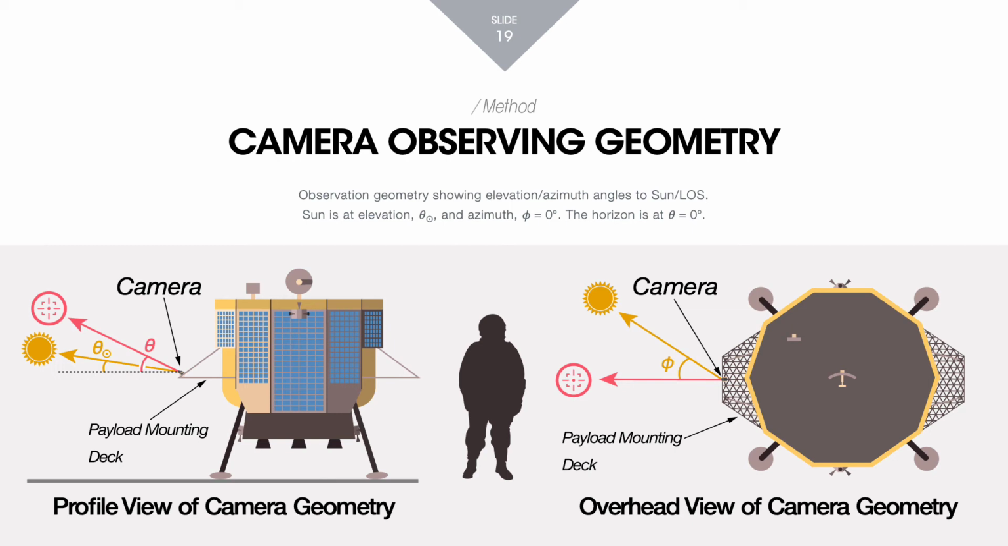The horizon is at theta equals 0. The camera is placed 1 meter above the ground. We use this geometry to model an all-sky map of dust radiance due to sunlight scattered by the dust grains.